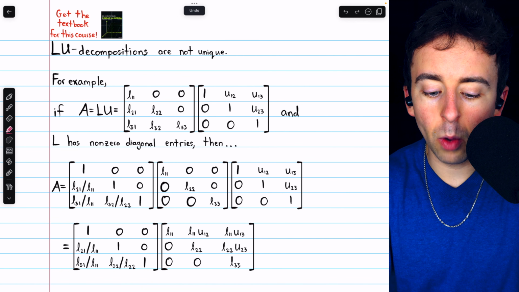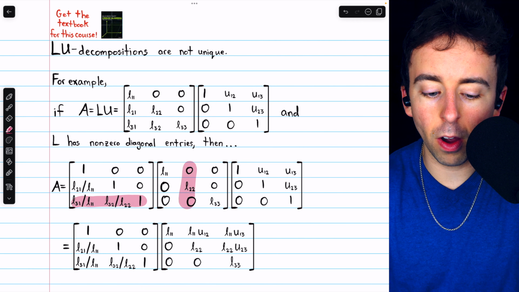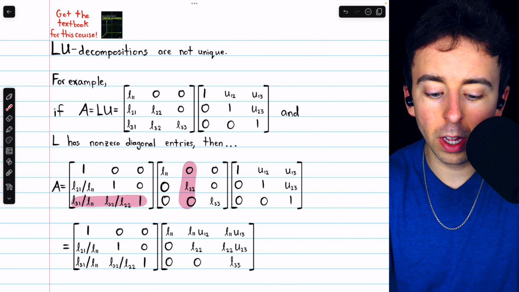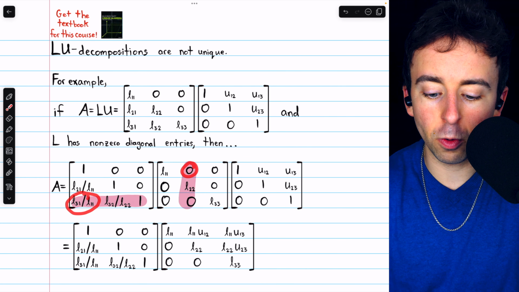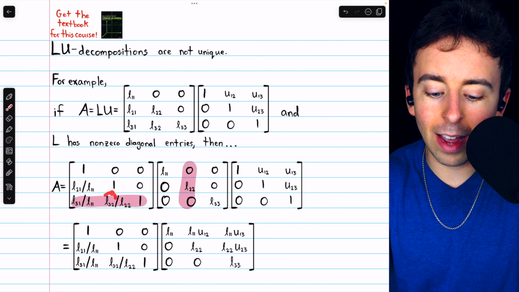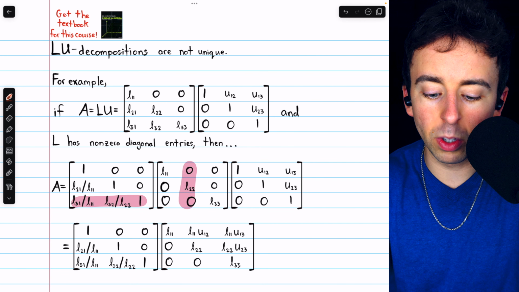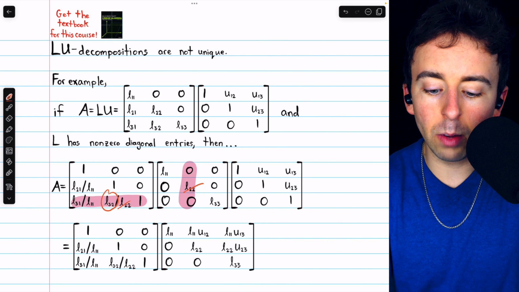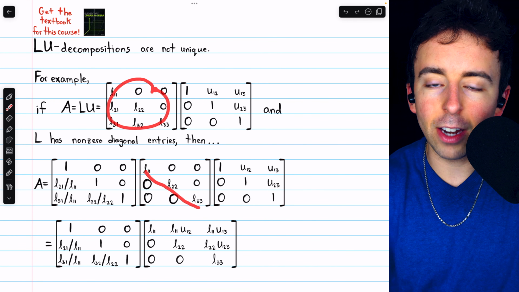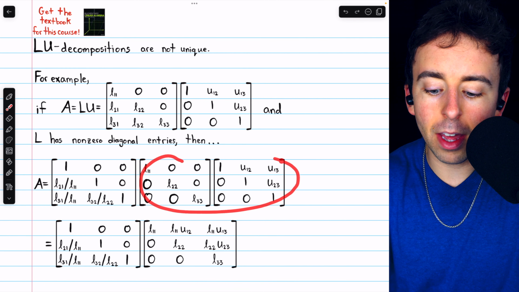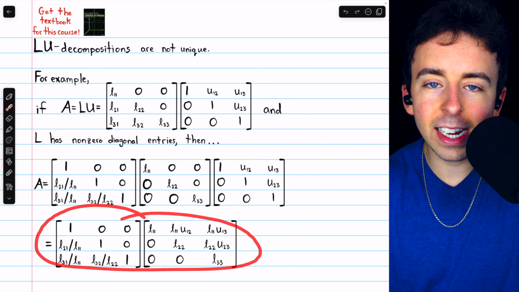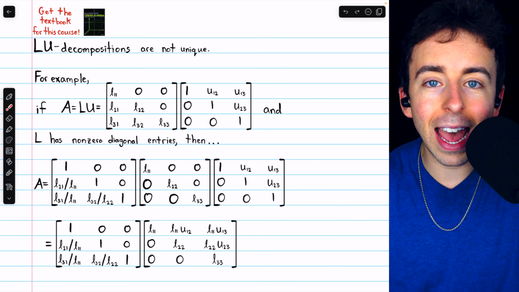For another example, when we get to row 3 matched up with column 2, that would produce this entry in row 3 and column 2, because this entry times this entry would be 0, this entry times this entry would be 0, but then we'd have this entry times this entry, in which the L22s would cancel out, and we would just get that L32. Once we've factored out those diagonal entries of L, we can multiply them into the upper triangular matrix U, and thus arrive at this distinct LU decomposition of A.